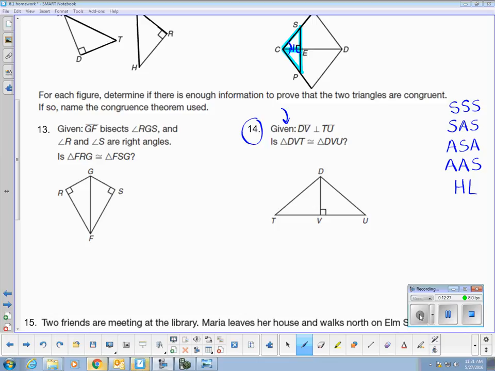What I know is that DV is perpendicular to TU, which means that we have right angles formed. When we have perpendicular lines, we have right angles. So far we have a pair of congruent angles. Because these two triangles share a common side, we can say that DV is congruent to DV. So we have a pair of sides. But there is no other information given in the drawing or in the given to give us any additional information, and unfortunately there's nothing that just uses one pair of angles and one pair of sides. So we're going to say that no, we do not have enough information to prove the triangles congruent.